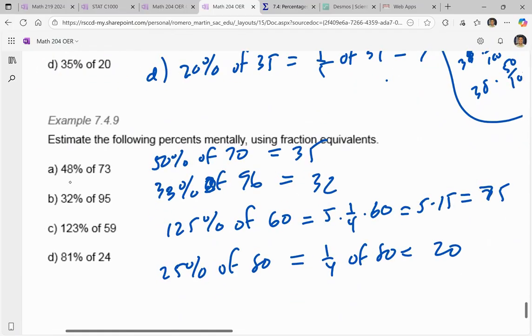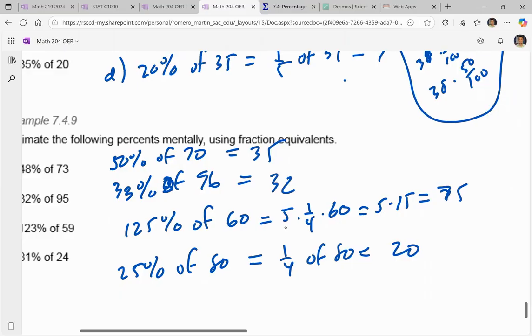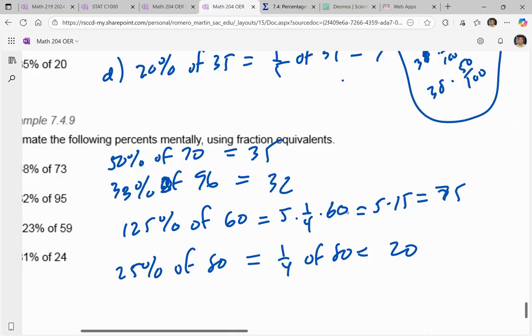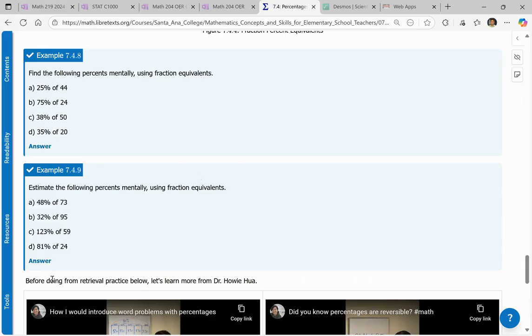And then if you're going to estimate, these are hard to do unless you have a calculator or know how to set it up. I can just turn this to 50% of 70, or 33% of 96, which is divide by 3. 123% could be 125% of 60, which is 5/4, so you could take 1/4 of 60, then times 5. So a lot of ways to think flexibly. Once you know the equivalent percentages and fractions, you can start to solve some problems. So that's what you find here.